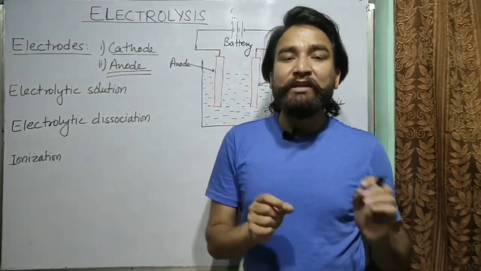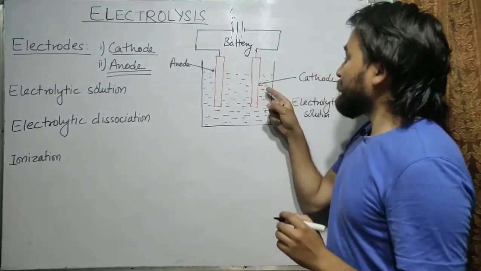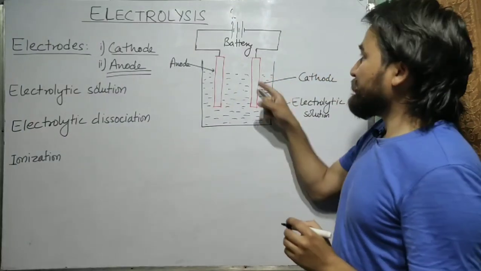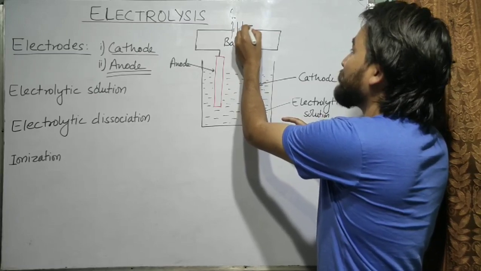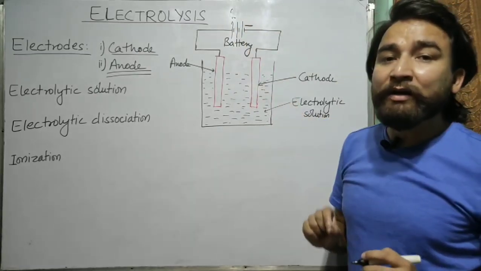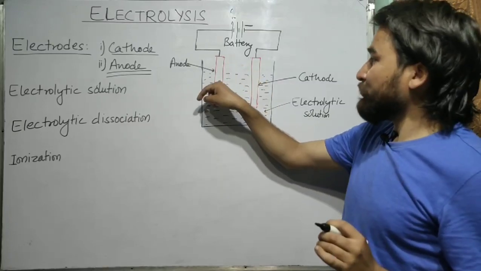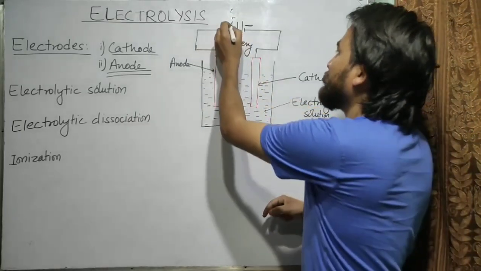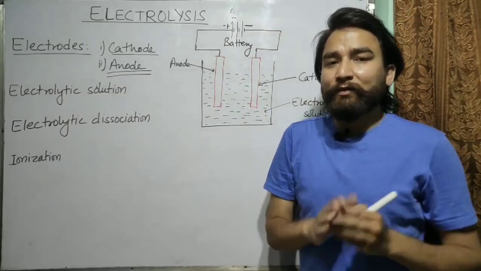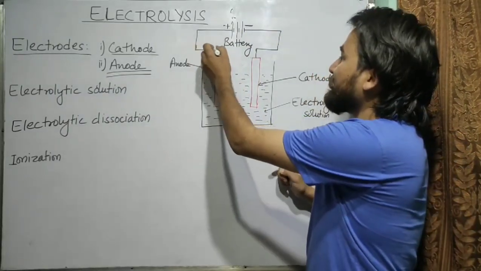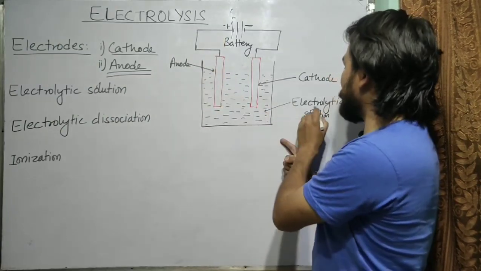So how do we differentiate between cathode and anode? Cathode is the electrode which is attached to the negative terminal of the battery, while the anode is the electrode which is connected to the positive terminal of the battery. So hope you have understood. You can see that through the anode the electricity enters the electrolytic solution.